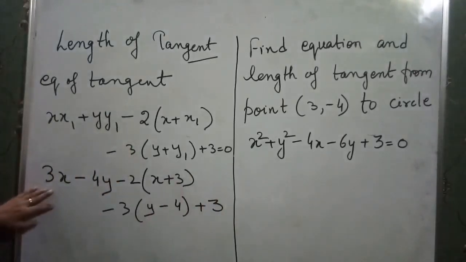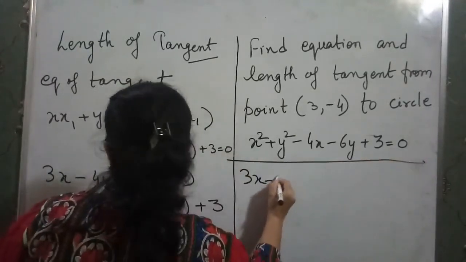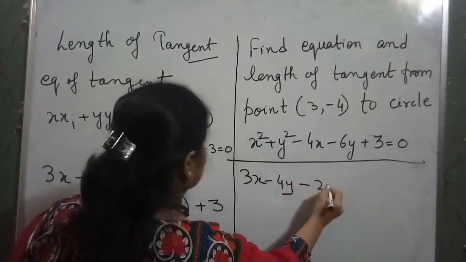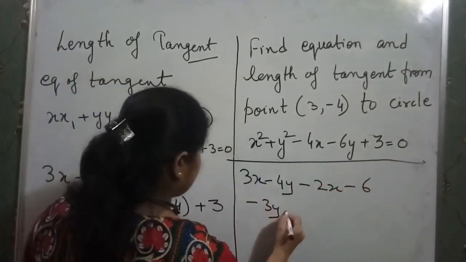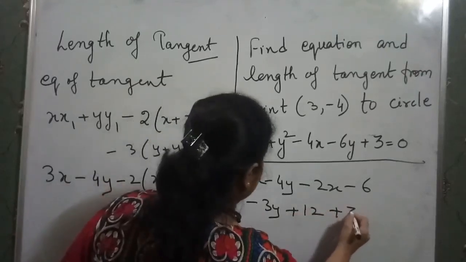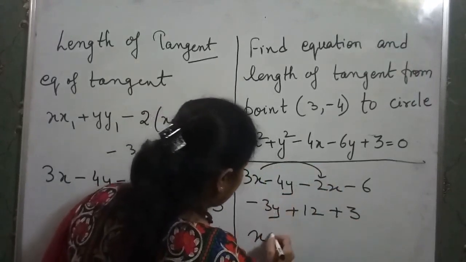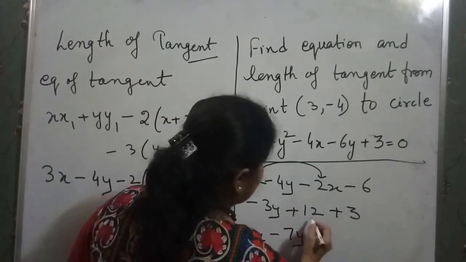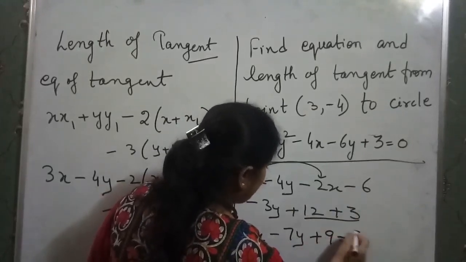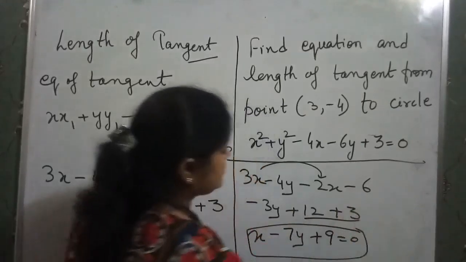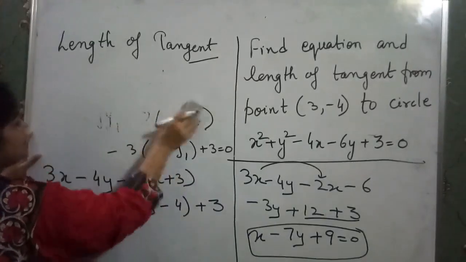Now solve it. We have 3x minus 4y minus 2x minus 6 minus 3y plus 12 plus 3. So we have x, here we have minus 7y, and 15, that is 9. So this is the equation of tangent. Clear? Now we have to find the length of tangent.